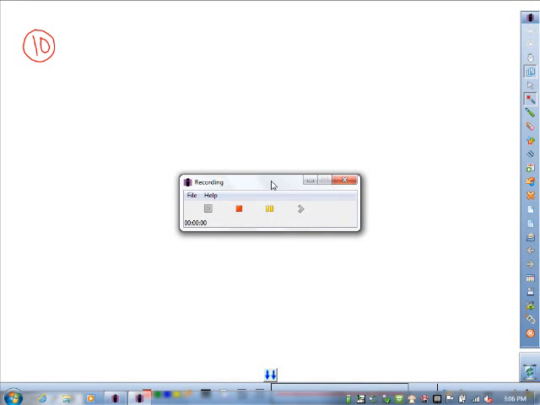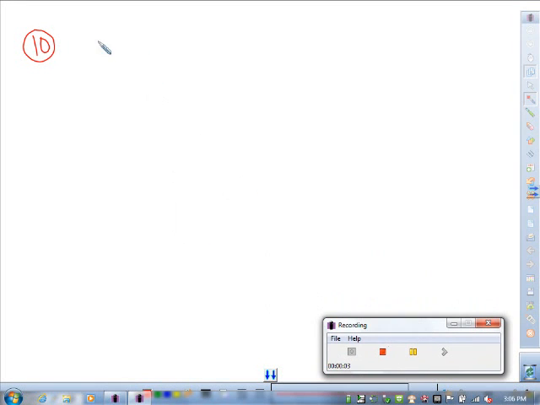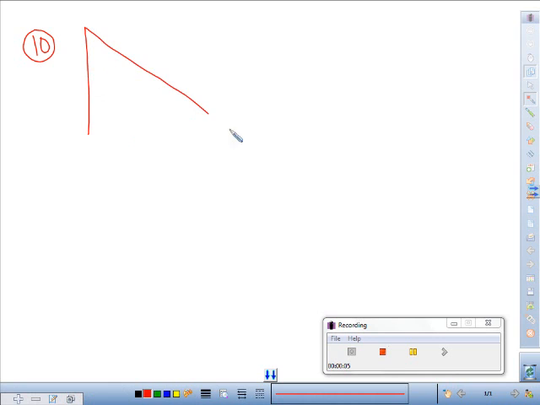Okay, so number 10 has to do with trig. If you haven't figured that out, the hint is that it says 10 over to the side. So we have a B, an 8, a 10, and a 7. All they want you to do here is actually less than normal. They want you to find tan A.